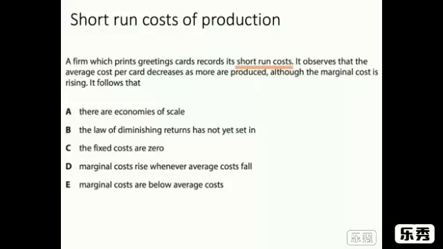So yeah, I deliberately highlighted short-run costs for a particular reason, and I think it'll help get our correct answer. So the firm observes that the average cost per card is falling as they produce more cards, but the marginal cost of each extra card is rising. What does it follow? And the correct answer to this question is E. Marginal costs are below average costs. Low marginal is dragging down the average, even if the marginal is actually going up.